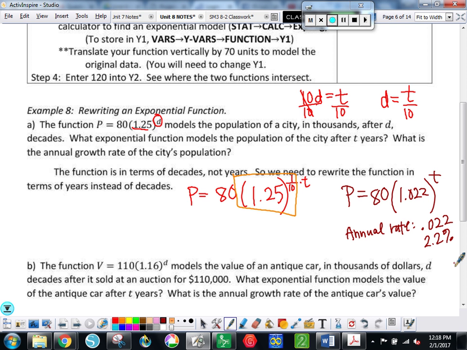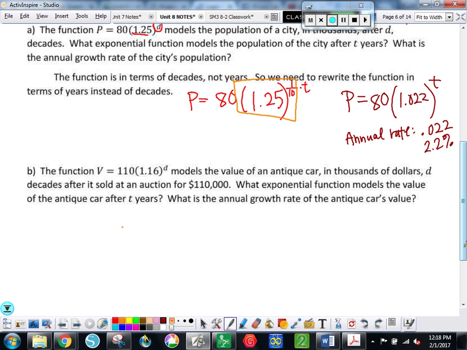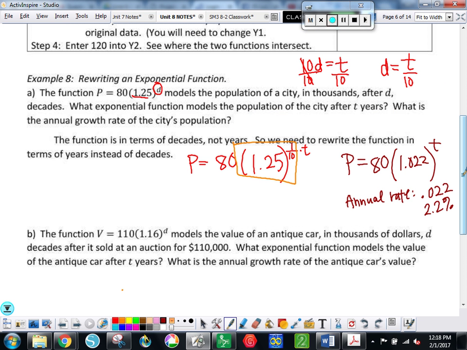What is the annual growth rate of the student population? Any questions with that? So we substitute it in because my time over 10 is the same as decades. We have a new growth rate. The function is in terms of decades, not years. We just did that. Does it ask us anything about evaluating? No?